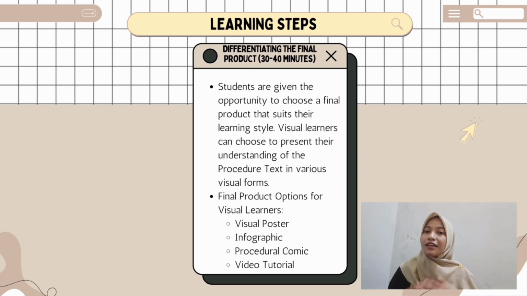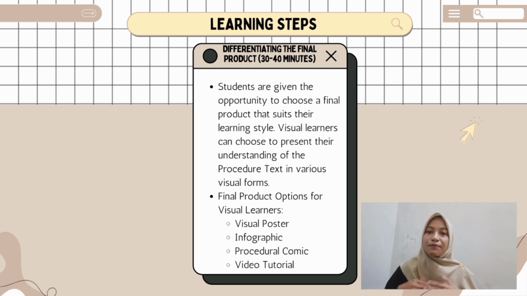Students can create an infographic that explains the steps of making a kite using icons, colors, and symbols. And then the infographic will display a process flow diagram from material preparation to the final result with minimal text to explain the stages briefly and clearly. And then procedural comics. Alternatively, visual learners can create a comic strip that shows each step of making a kite in the form of sequential image panels.